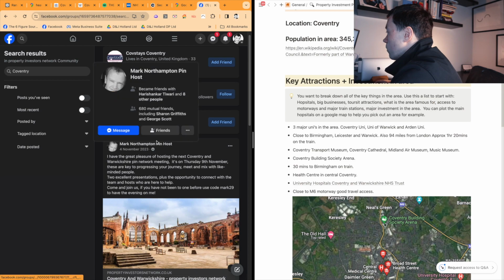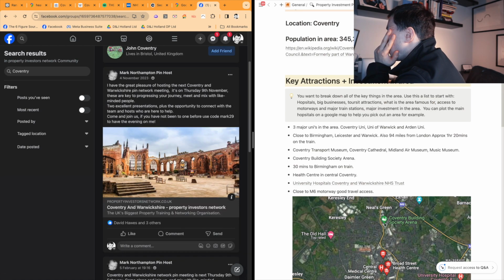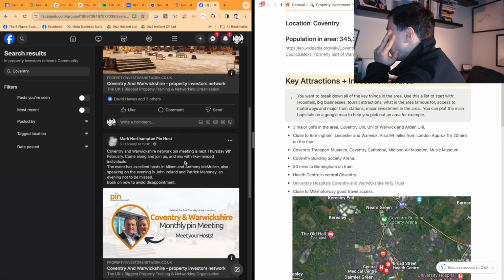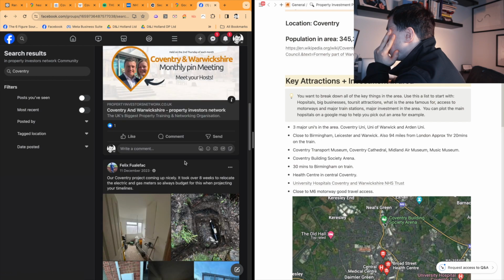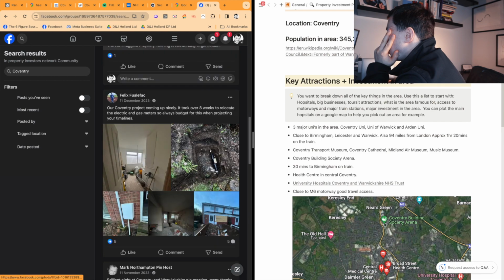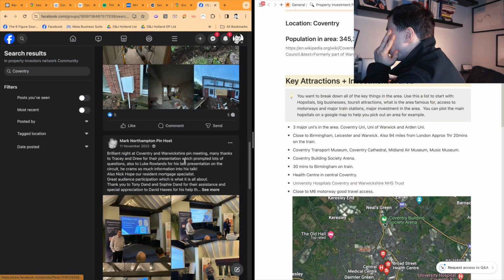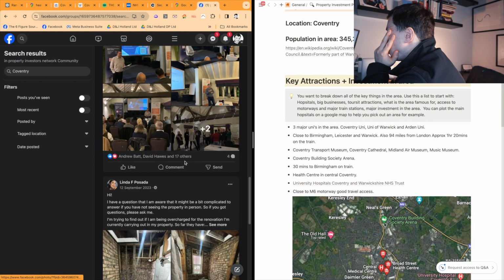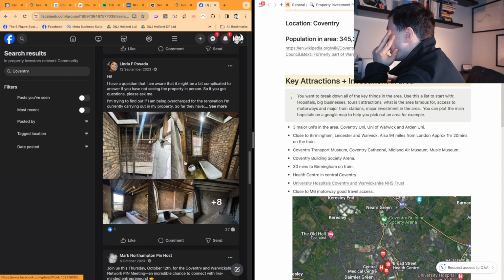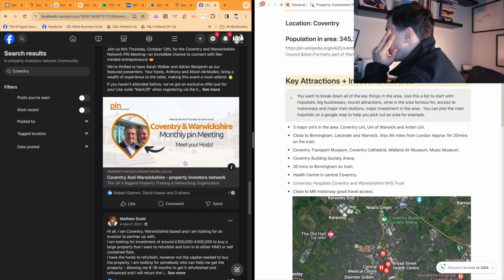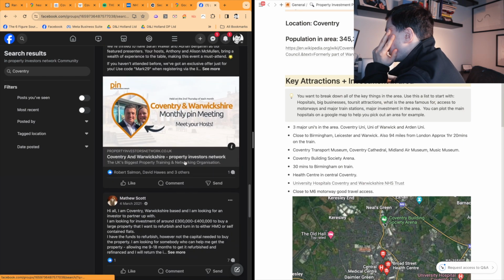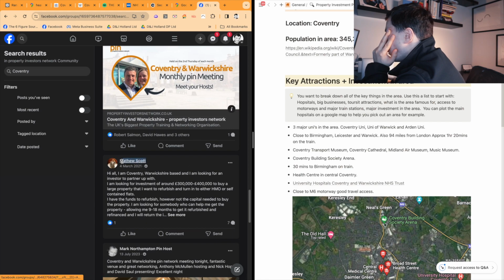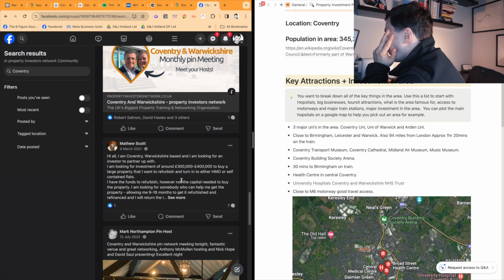Okay, pleasure hosting the next Coventry Warwickshire PIN meeting. So there's some good networking events in Coventry. A good tip might be to start reaching out to some of these people. If you can get some names of people, there you go, Matthew Scott. He's looking for people to invest with him for HMOs.